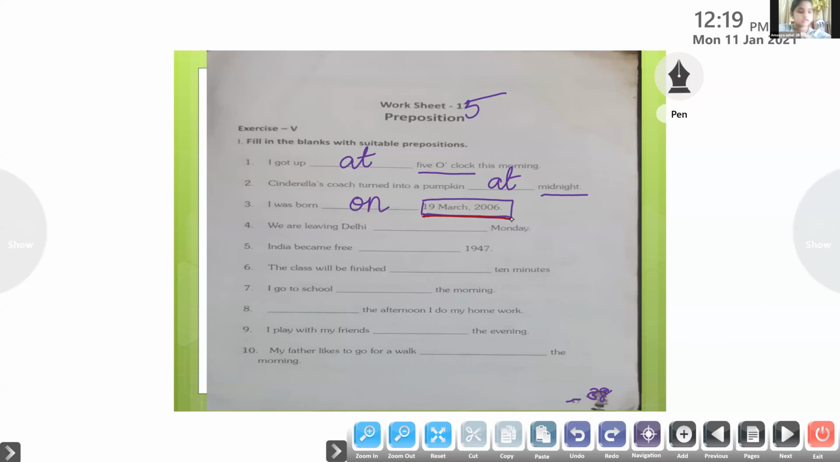Do the fourth question. We are leaving Delhi. No, it's a day. So it's a day. So which preposition do we have to use there? It's a day. So which preposition? On. Very good. On. When we speak about day and date, so this is a day and this is a day, we use the preposition on. Is that clear to all of you? Okay.